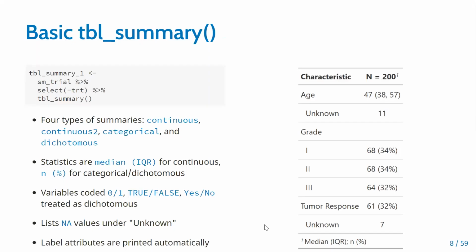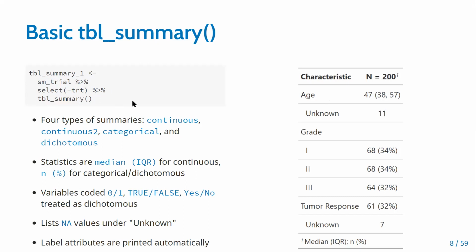So the very first function that we're going to discuss today is tbl_summary. It's the one I use the most often, and based off of the download statistics, I think everyone else as well. So here we are taking our very small data set, a small trial. We are removing the treatment column, and we're just piping that data set straight into the tbl_summary function. And you get this very nicely formatted table.